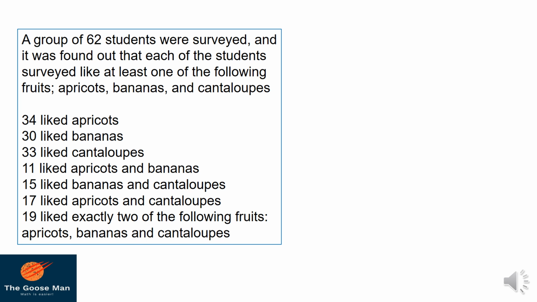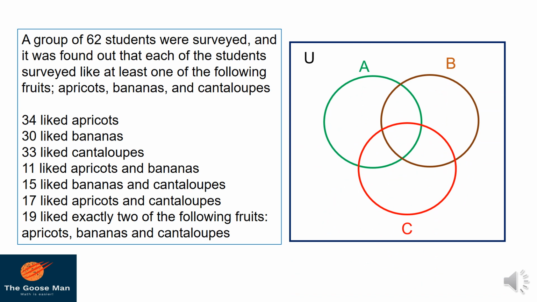34 like apricots, 30 like bananas, 33 like cantaloupes, 11 like apricots and bananas, 15 like bananas and cantaloupes, 17 like apricots and cantaloupes, 19 like exactly two of the following fruits: apricots, bananas, and cantaloupes. So this will be our representation. We have A for the apricots, B for bananas, C for the cantaloupes, and U for the universal set.